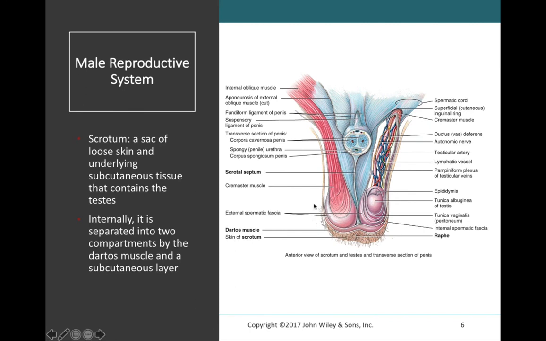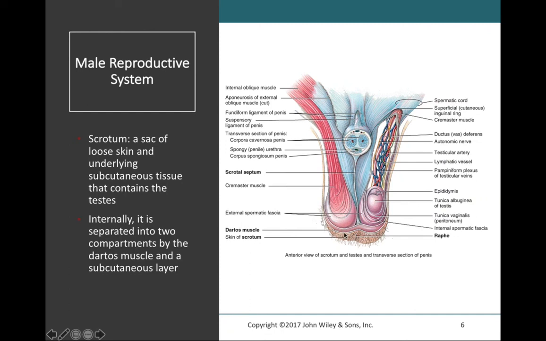And so in the event that the temperature of the testes is 2 to 3 degrees below our body temperature, the cremaster muscle and the dartos muscle are going to constrict to pull the testes up closer to the rest of the body. This allows the testes to absorb more heat from the body so that they're at that optimal temperature to produce sperm cells.